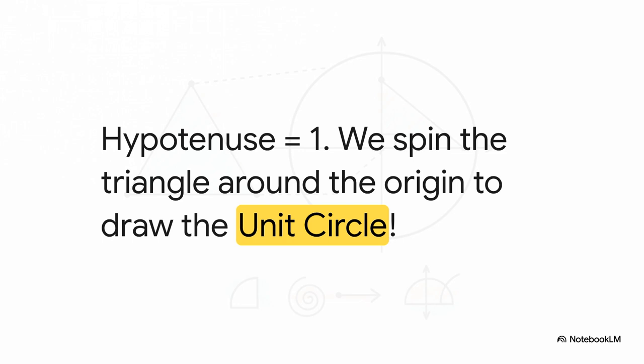Suddenly, the x and y coordinates of our rotating triangle's far point instantly become the exact cosine and sine values for that angle. We just spin that triangle around the origin counterclockwise, and the point where the hypotenuse touches traces out our unit circle. We've literally taken a static triangle and turned it into a continuous rotational tool.